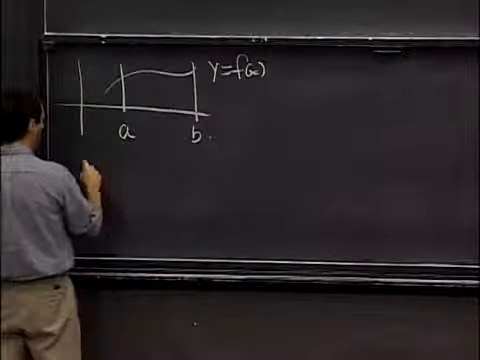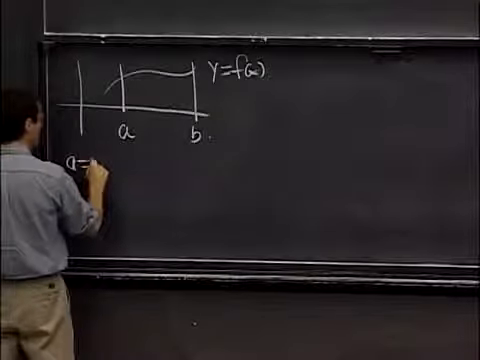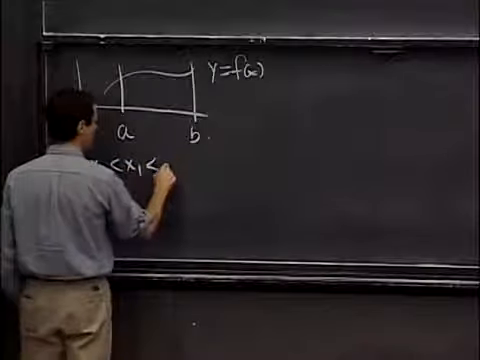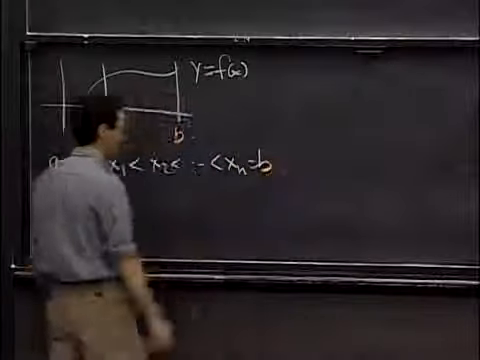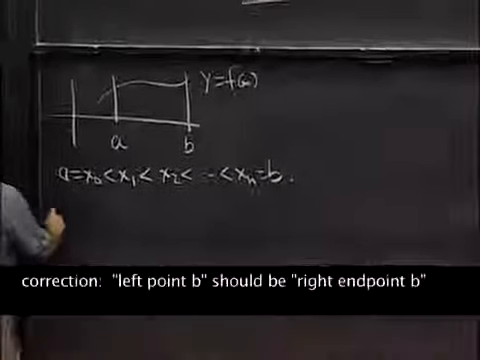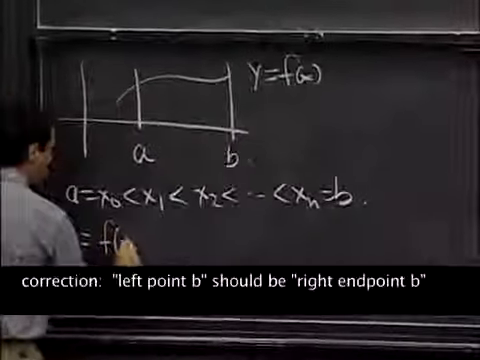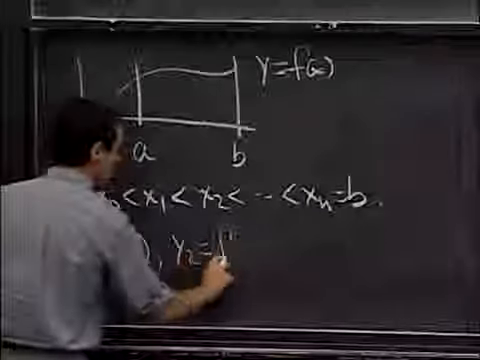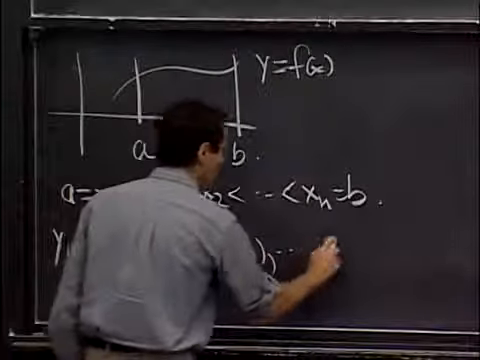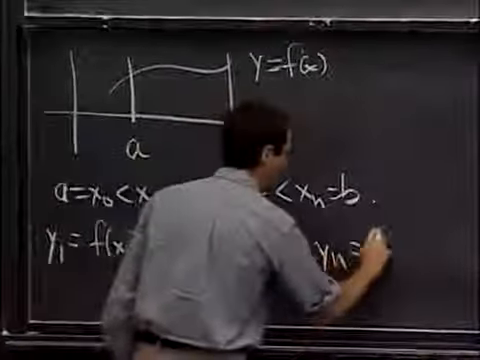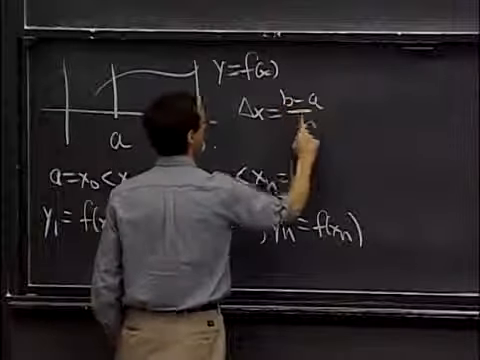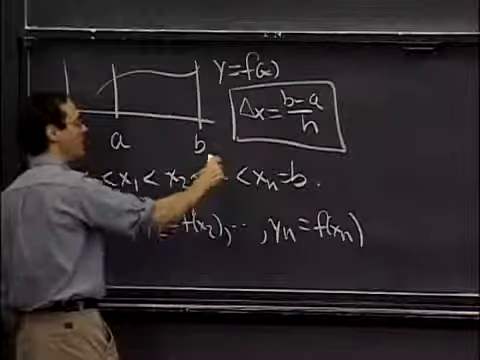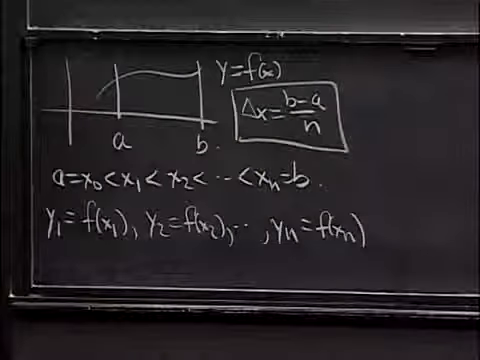Namely, if you take equally spaced points here, starting with x0, x1, x2, all the way up to xn, which is the right point b. And then we have values y1, which is f of x1, y2, which is f of x2, all the way up to yn, which is f of xn. And again, the spacing here that we're talking about is b minus a over n. All right, so remember that spacing. That's going to be the connection that we'll draw.